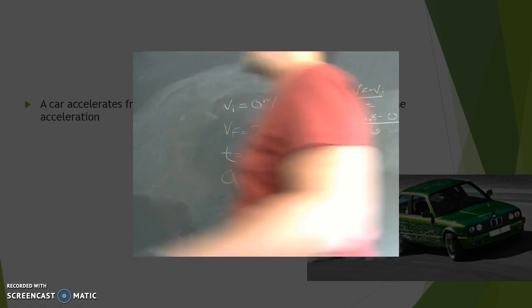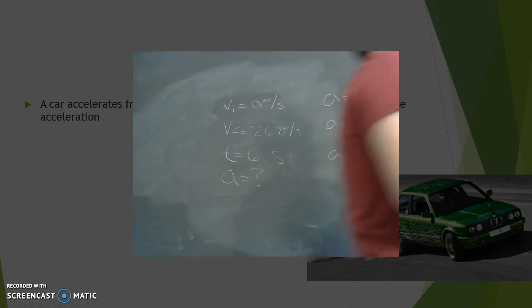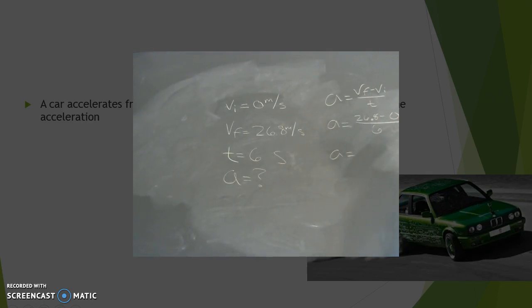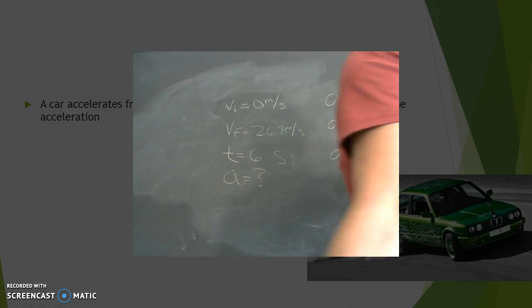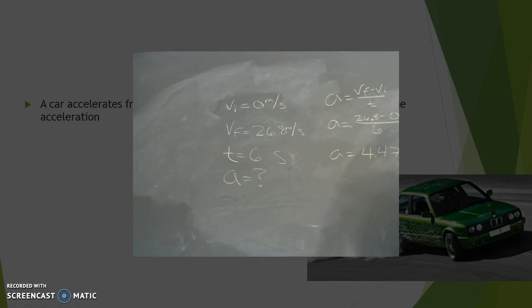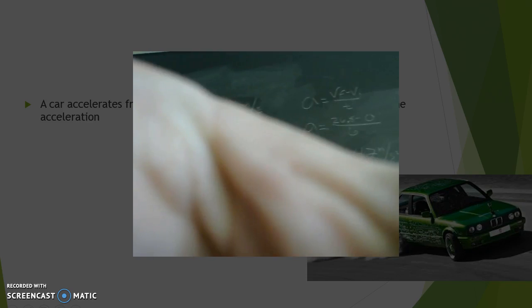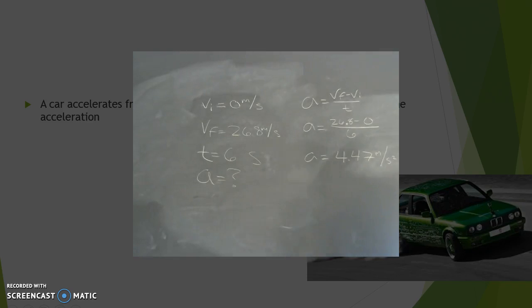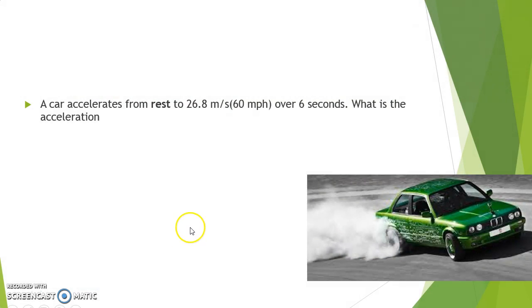So with a very quick calculation, we should see that our answer is very easy to get. And we should find that our answer here is about 4.47 meters per second squared. There we go. So there is our solution. Let's look at our next example real quickly.